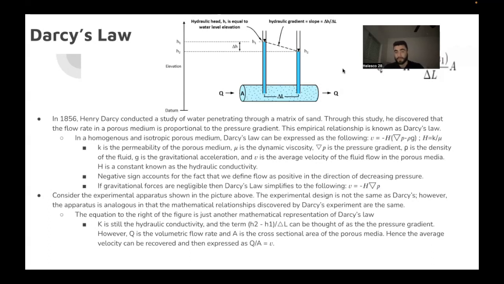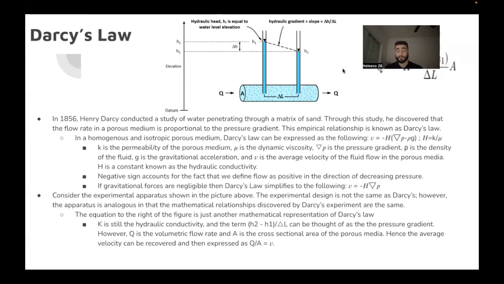K is the permeability of the porous medium, mu is the dynamic viscosity, del P is the pressure gradient, rho is the density of the fluid, and g is the gravitational acceleration. And v is the average velocity of the fluid flow in the porous media. And H equals K over mu, and it is a constant known as the hydraulic conductivity.